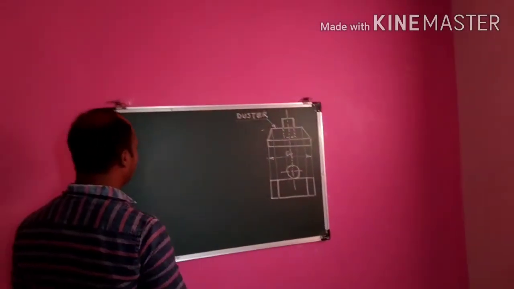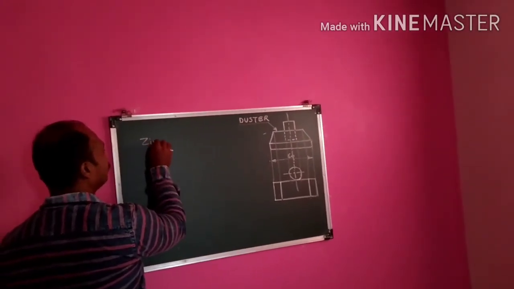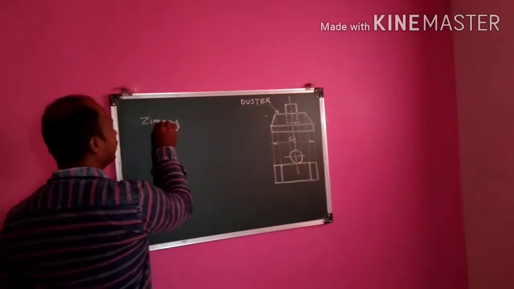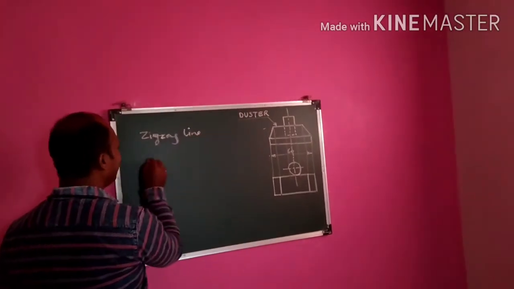Okay. Now the last type is the zigzag line. The last type of line is the zigzag line. It is like this.